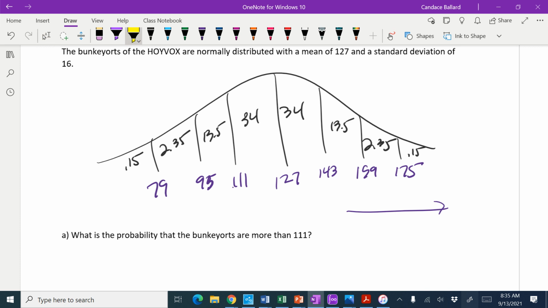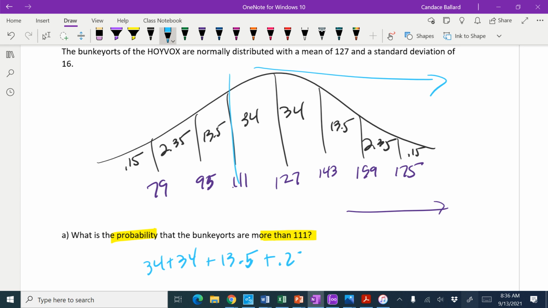So what words are important? Probability, what else? More than. Okay, so I need to grab 111, and I need to go more than. So I should have been adding 34 plus 34 plus 13.5 plus 2.35 plus 0.15. What'd you get? 84%. What did they want?